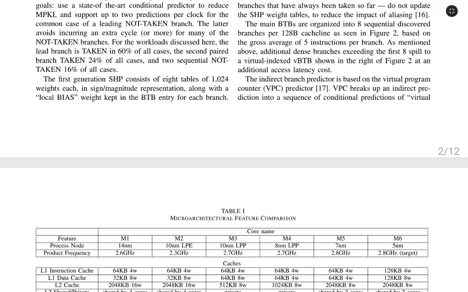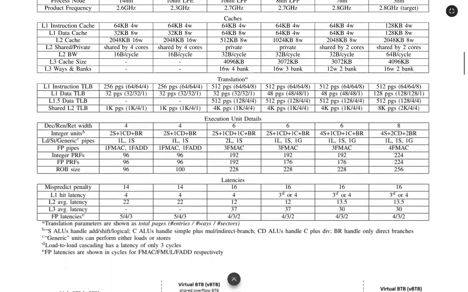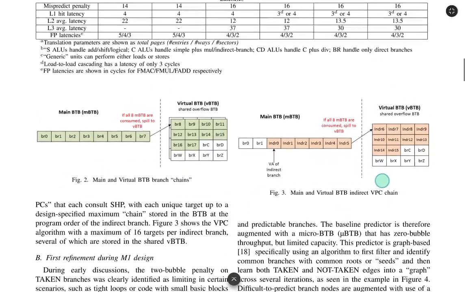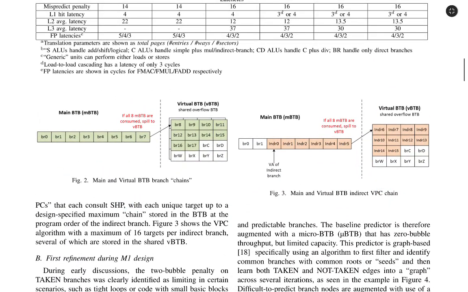The indirect branch predictor is based on the virtual program counter (VPC) predictor. VPC breaks up the indirect prediction into a sequence of conditional predictions of the virtual PCs that consult SHP, with a unique target up to a design-specific maximum chain stored in the BTB at the program order of the indirect branch. Figure 3 shows the VPC algorithm with a maximum of 16 targets per indirect branch, several of which are stored in the shared VBTB.